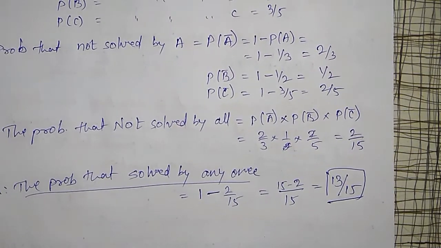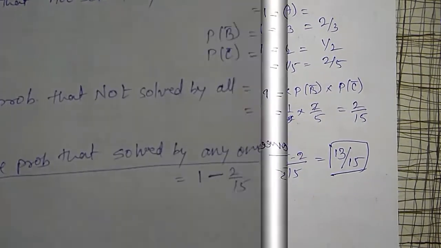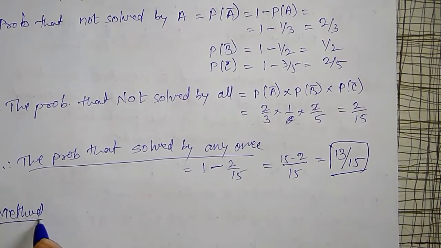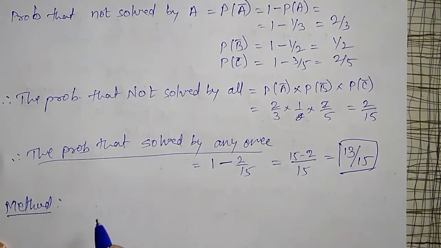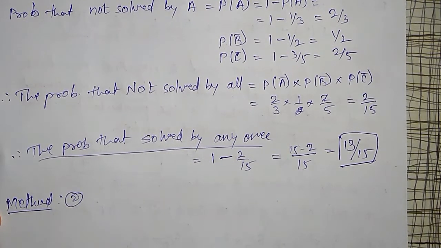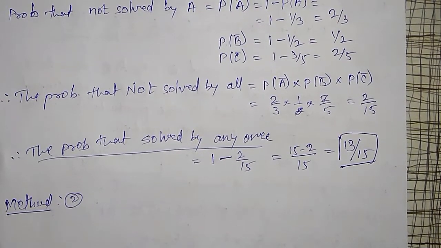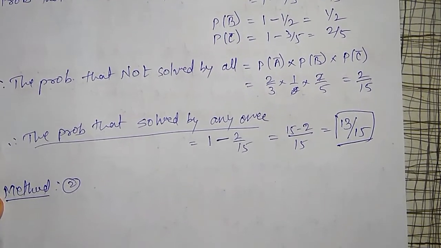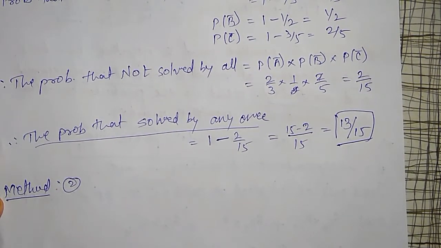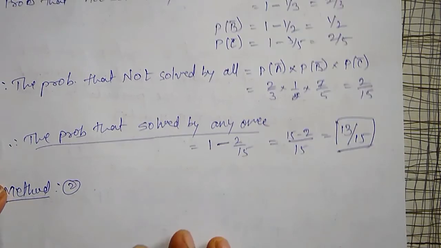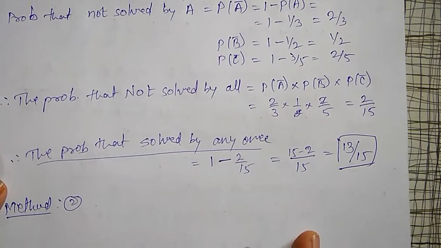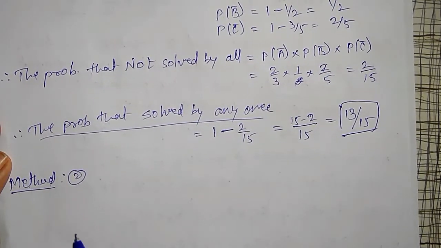In another different way I will calculate here, that is method 2, the second method. Say I have to find out the probability that the problem is solved by anyone. Therefore, here total how many combinations are possible, let me check. Here already these calculations are done. Again the same thing I will use here next. Before that, what are the combinations possible?